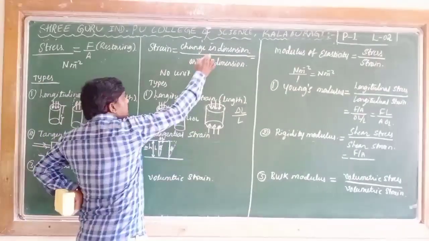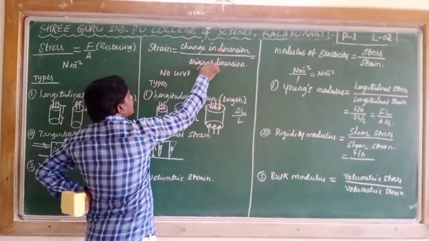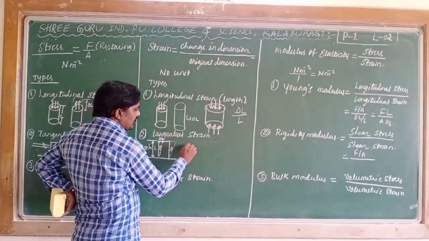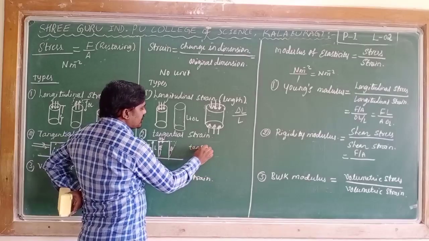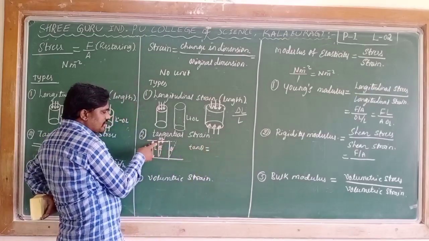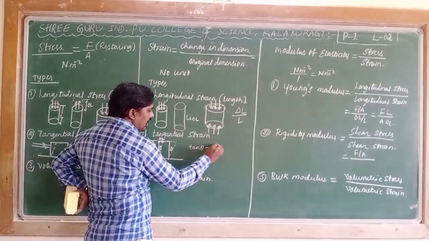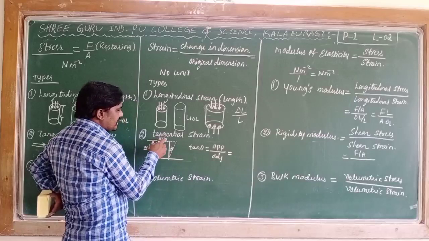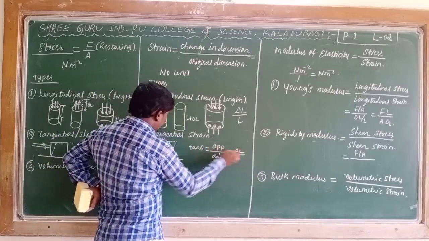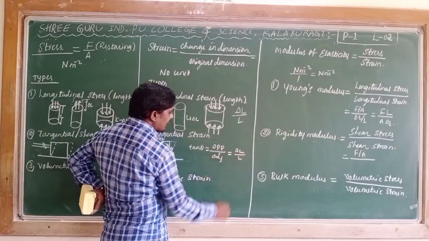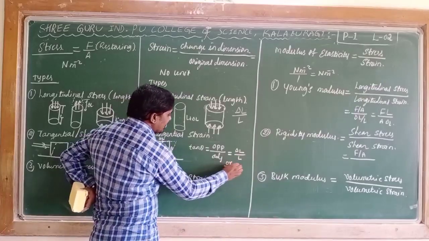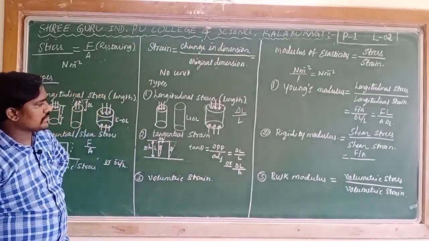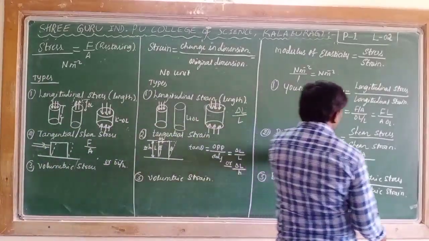What is the strain formula? Change in dimension by original dimension. Change in dimension here means shape is going to change. That is tan theta, which is equal to opposite by adjacent. Opposite means delta L, adjacent means length, that is L, or you can also consider delta L by H. Sometimes we consider H also. Just write here.